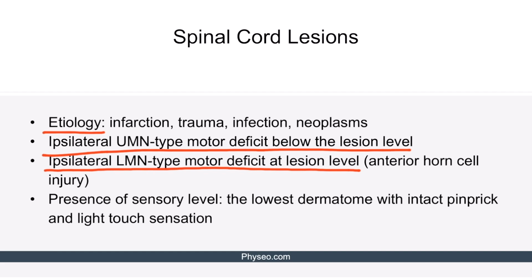Remember that the anterior horn cell is the second-order neuron in the corticospinal tract. Thus, injury of cell body here results in deficits of lower motor neuron type. Also, a characteristic feature of spinal cord lesions is the presence of sensory level that is detected on physical exam. Sensory level is the lowest dermatome with intact pinprick and light touch sensation.